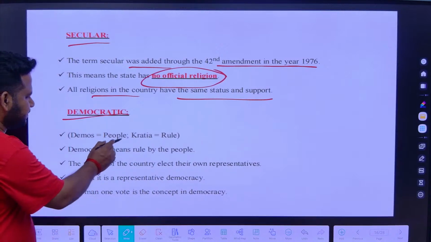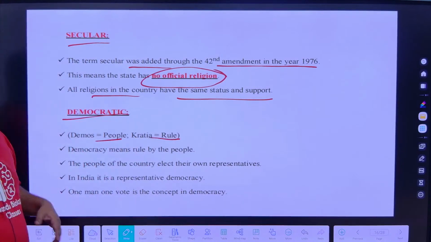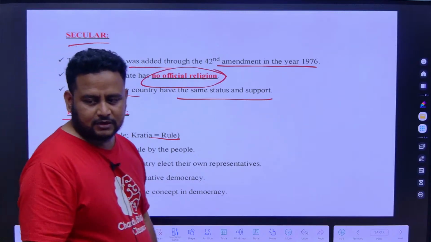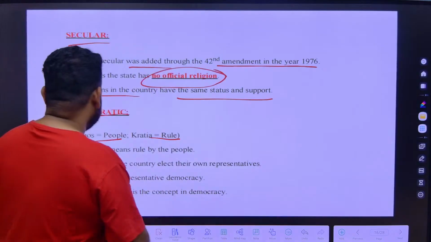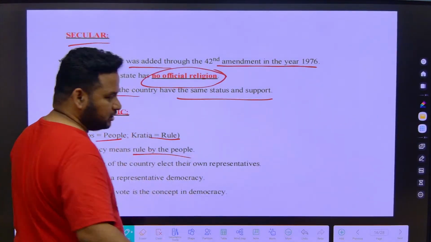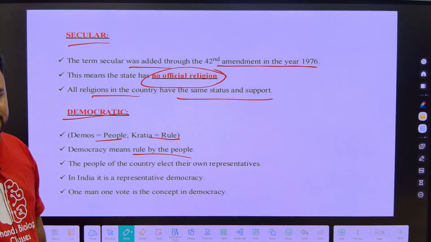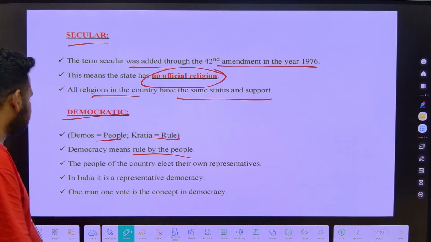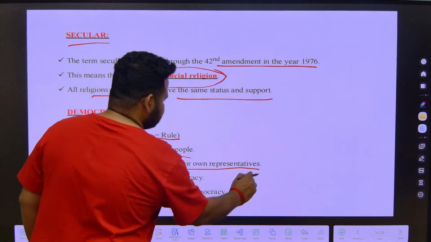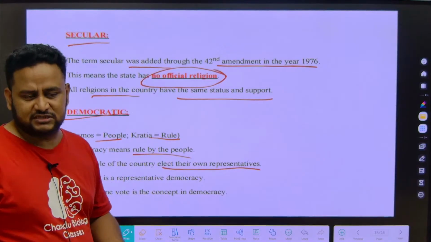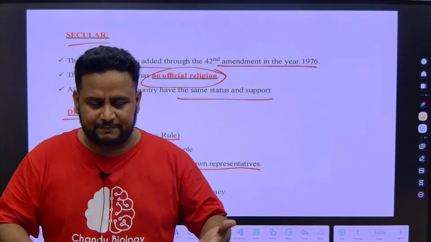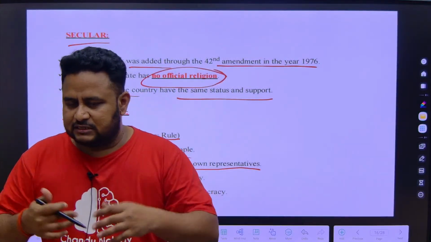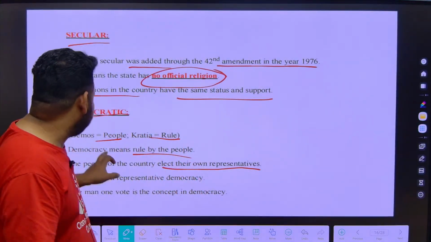The word demos means people, kratia means rule. That means democratic means rule of the people. So democracy means rule by the people. You also know that statement, rule of the people, by the people, for the people. In a democracy, the people of the country elect their own representatives. That means we elect our MLAs, they form the government at the state level. We elect our MPs, they form the government at the national level. That is the meaning of democracy.